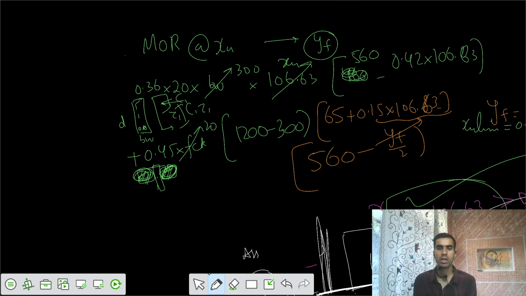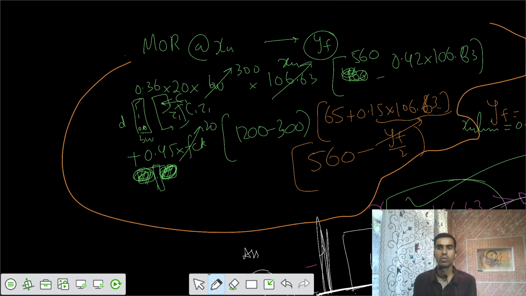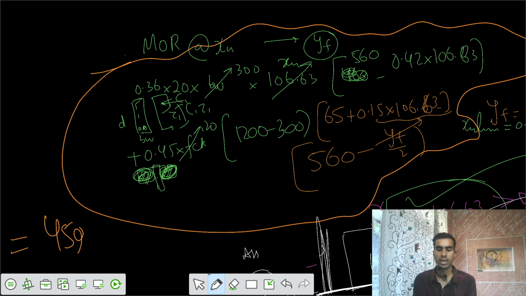So you have to substitute that value, and finally you can get the solution of MOR of the section. Moment of resistance of the section is this value. This is your answer for the problem, that is 459.49 kilonewton meter.